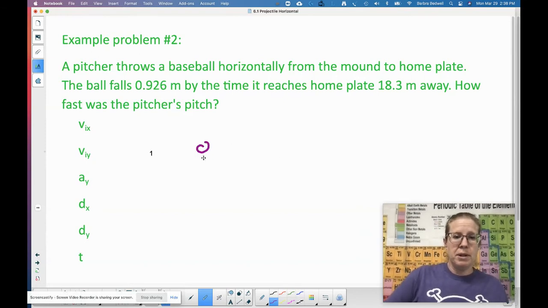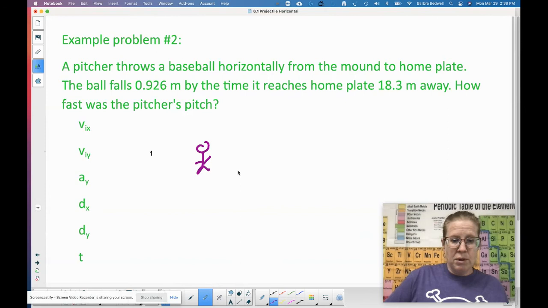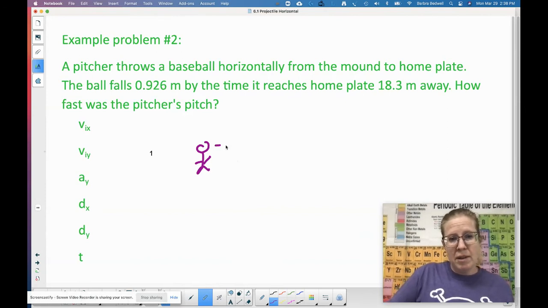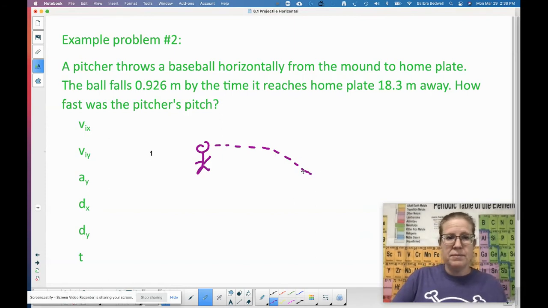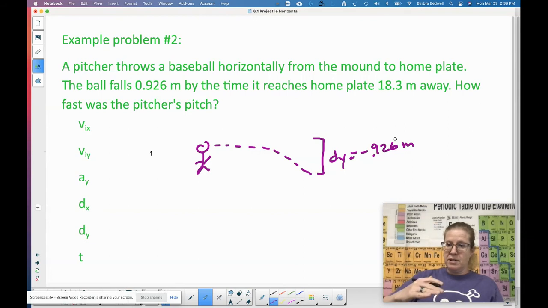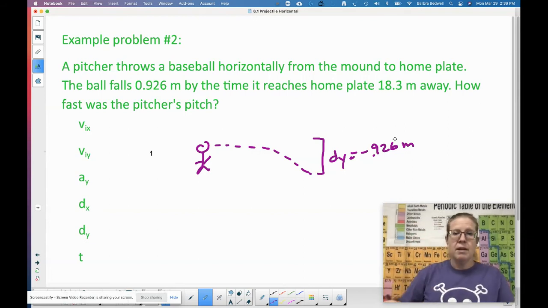Okay, so here it is. Here's my little drawing. Here's my dude. He's throwing the ball. It's going this direction. So if I could get that to go horizontal, that'd be a little bit nicer. But he's going horizontal motion this way. And again, the ball is going to be going that direction. It's going to be falling as it goes. We know some things about it. We know that it falls this direction. dy is equal to negative 0.926. It's falling, right? Starts at 0.926 and falls to 0, if you want to call it that way, but it's falling that many meters.